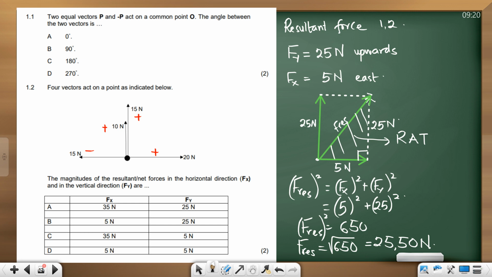Because there must be a direction. Yes? Is it possible that they can give you the F resultant, and then you have to manipulate for Fx? Absolutely. They can give you F resultant, and then you have to calculate Fx or Fy. Man, this is math and physics. Everything is possible.